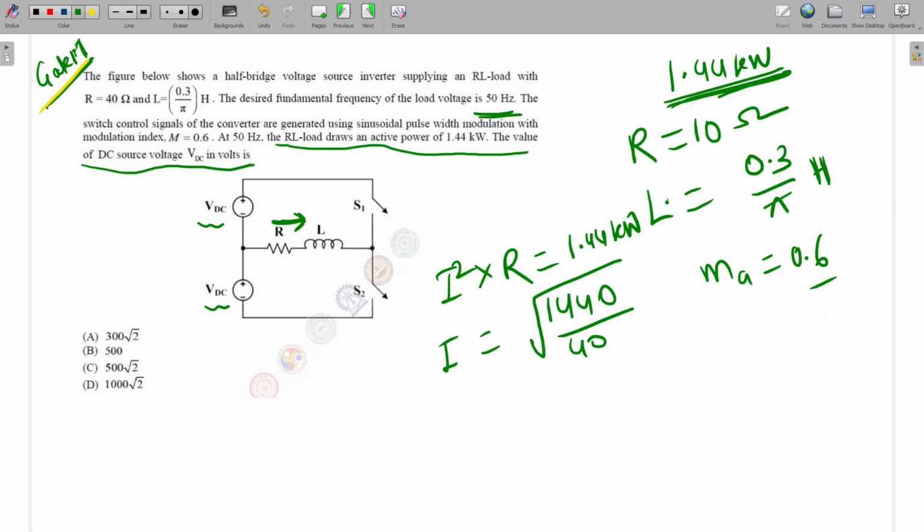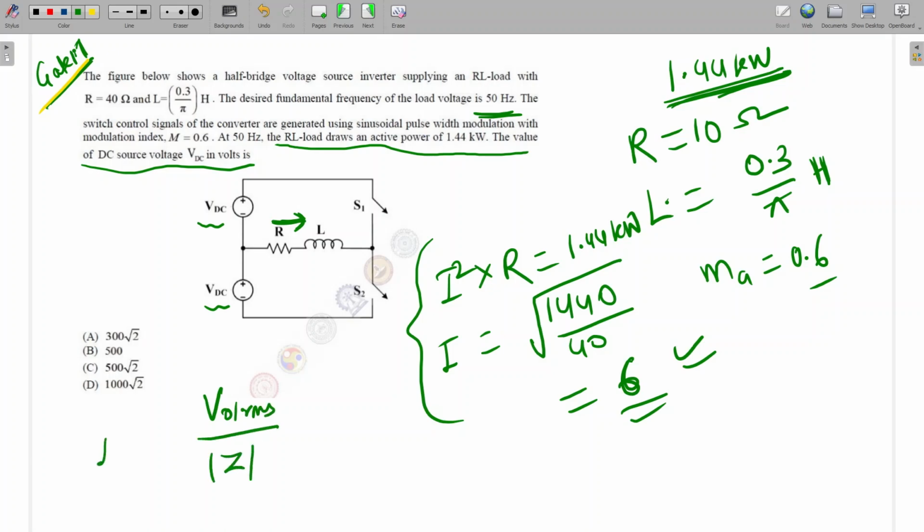1440 by 40. Here we are getting 6 ampere. This is the amplitude of the current. So this is the RMS value. Is it clear? This is the RMS value of the current. Clear to all? Yes, sir, clear, sir. The same current we can calculate as V01 RMS divided by mod Z. So that will be this current.